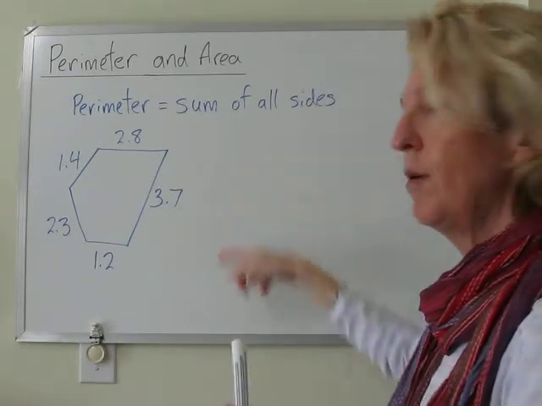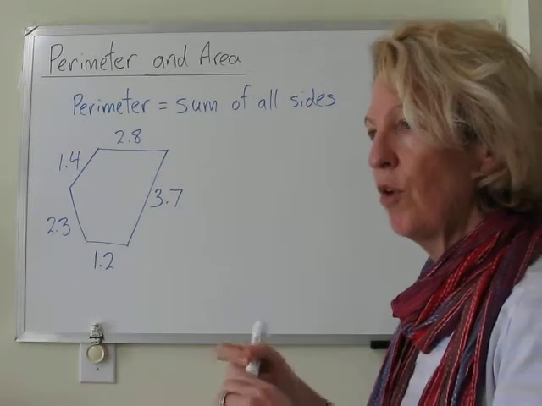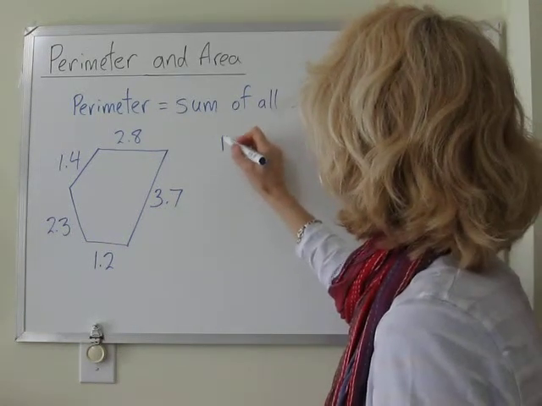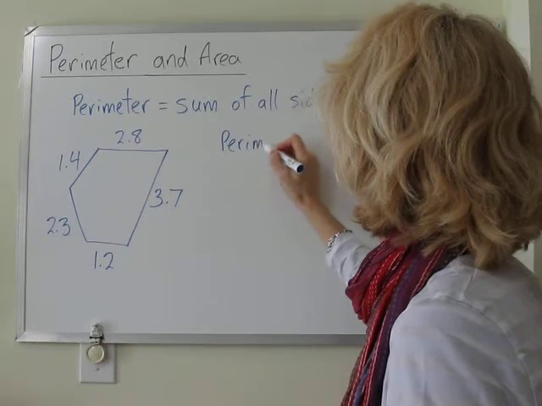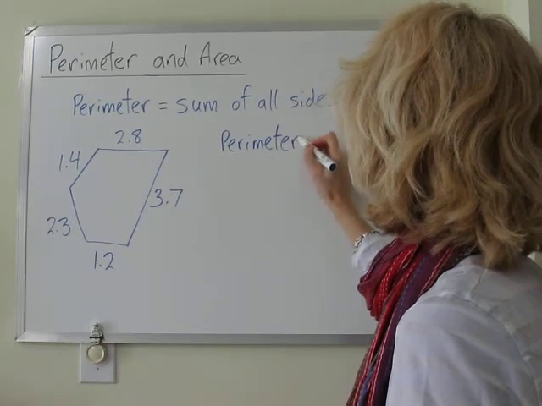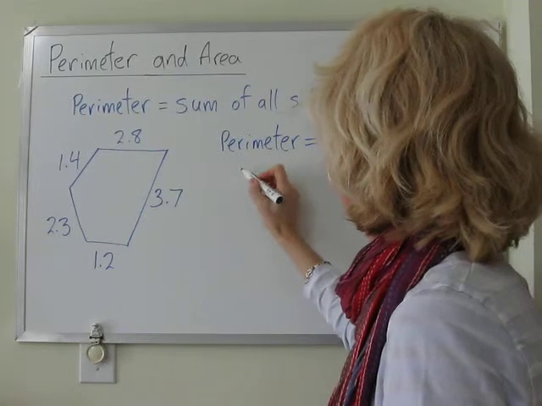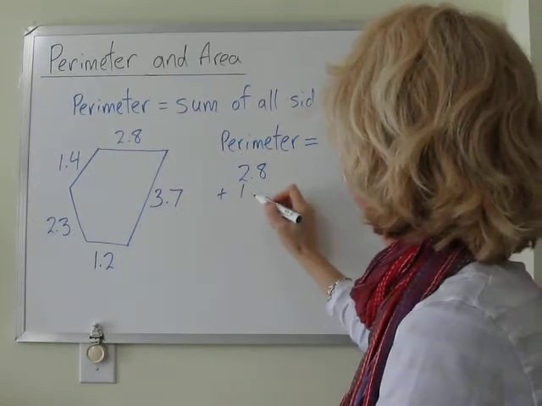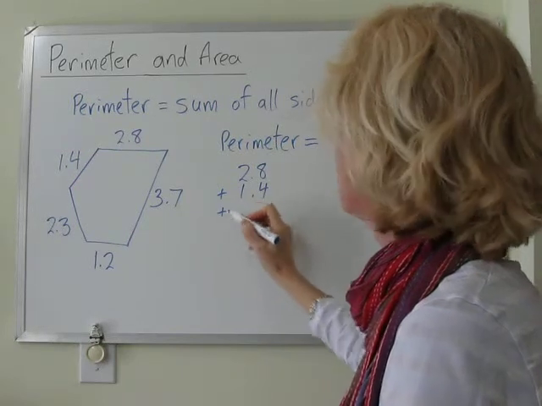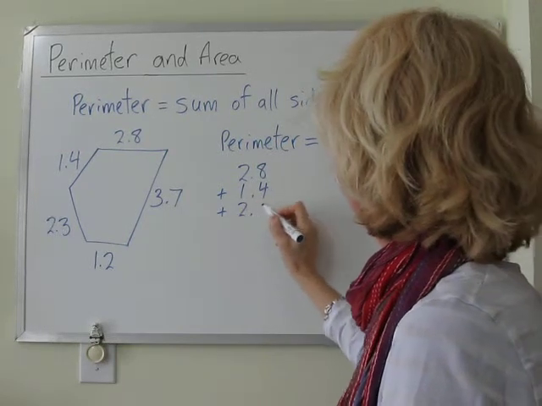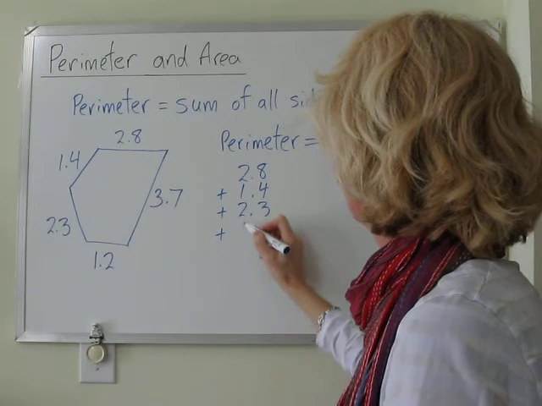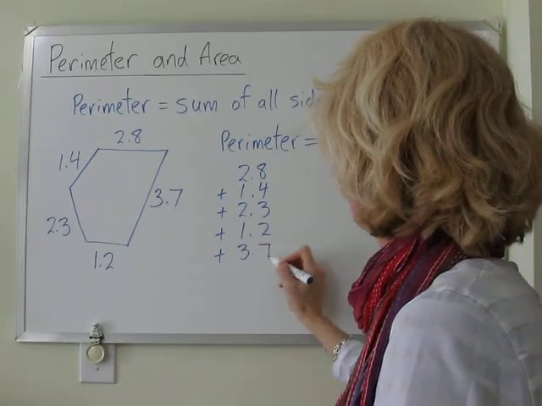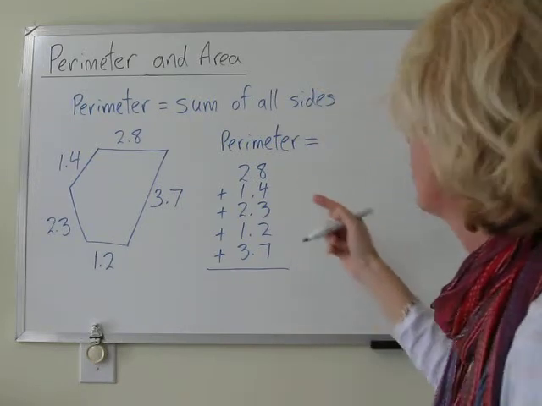Okay, is it alright if I write them in a column? Is that okay for adding? Yes. Makes it a little bit easier? Okay. So the perimeter equals, now we'd have 2.8 plus what? 1.4. Okay. Plus? 2.3. Plus? 1.2. Okay, and the last one? 3.7. All sides. You guys sure about this?